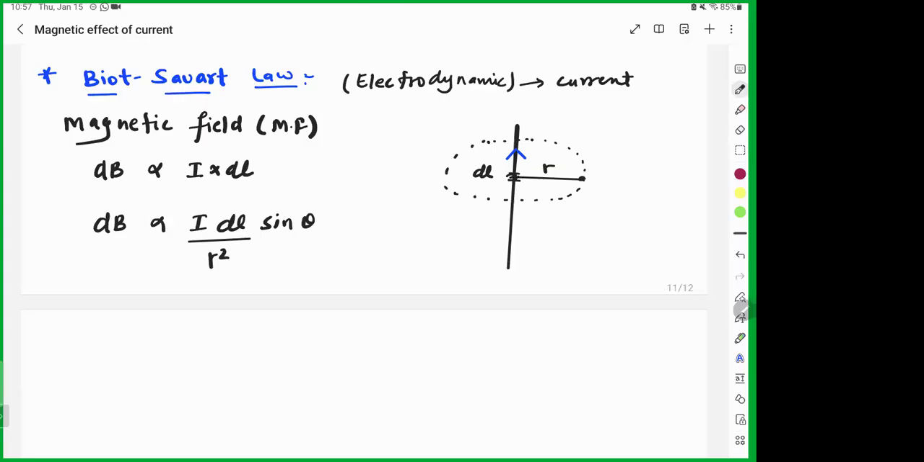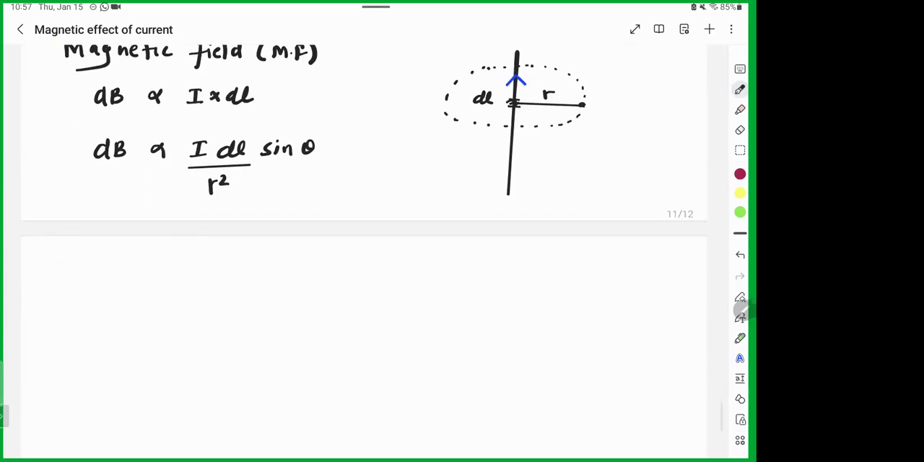Okay. And if you remove this constant, it depends upon the nature of the medium also. That's why dB will be equal to mu naught upon 4 pi, which is the constant, times the current element I dl, over r square distance, and the angle between them, sin theta.